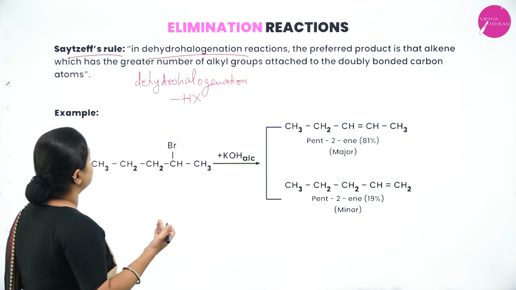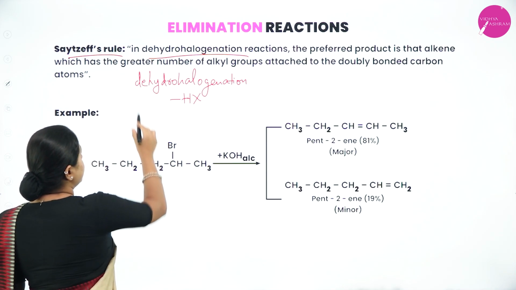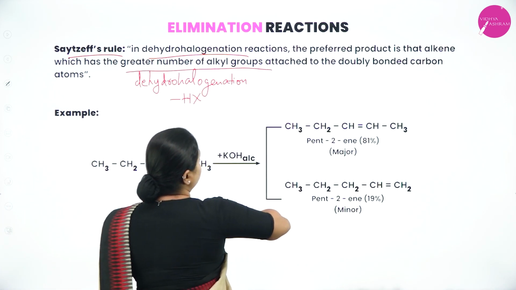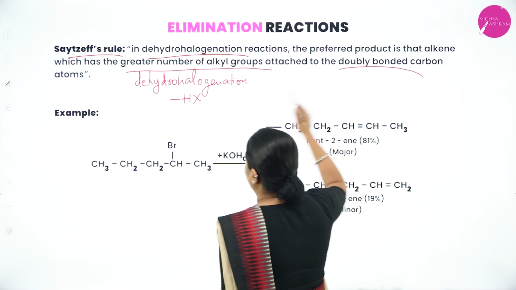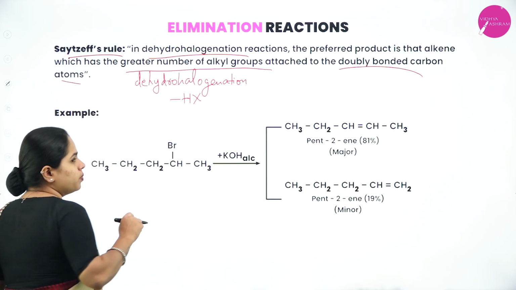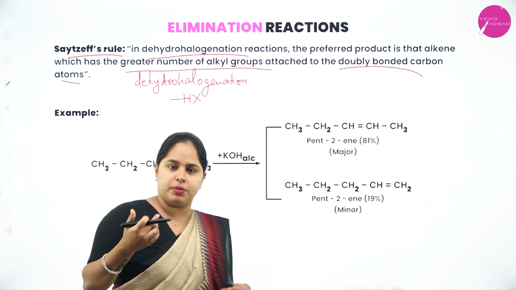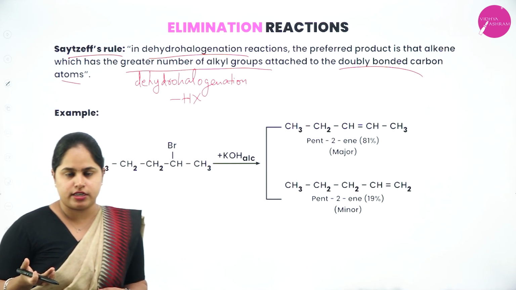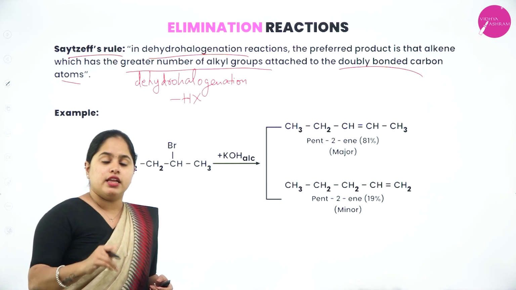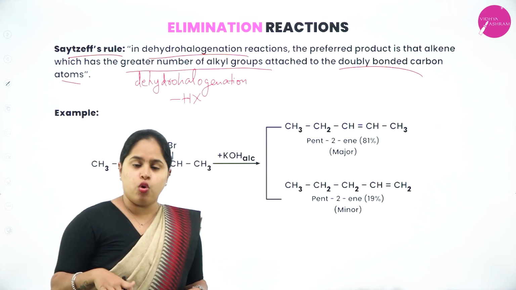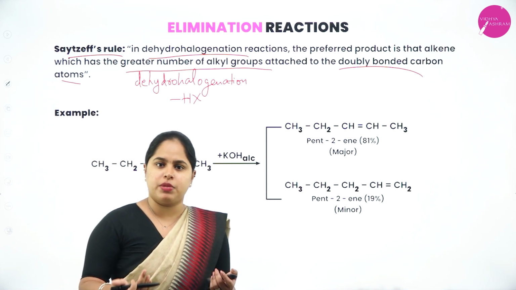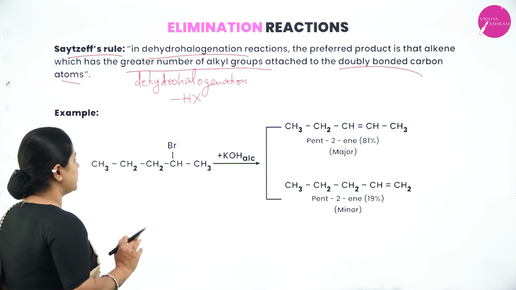The preferred product is that alkene which has the greater number of alkyl groups attached to the doubly bonded carbon atoms. So if there is more than one beta carbon, that is, more than one beta hydrogen possibility is there, then whichever alkene has the more number of alkyl groups, that will be the preferred product. So let's take an example and understand.